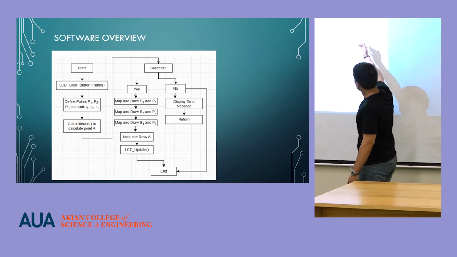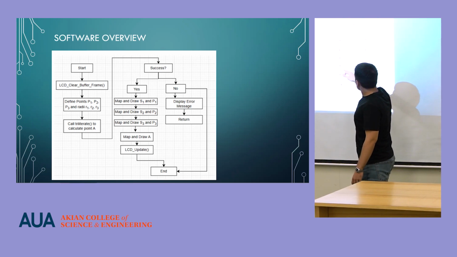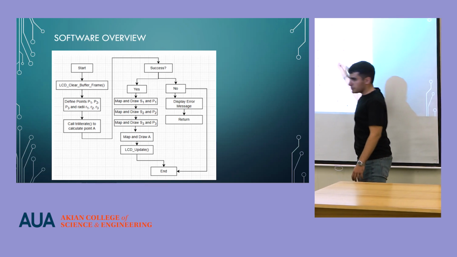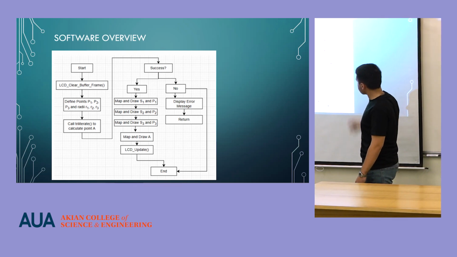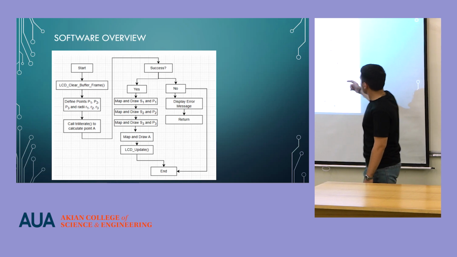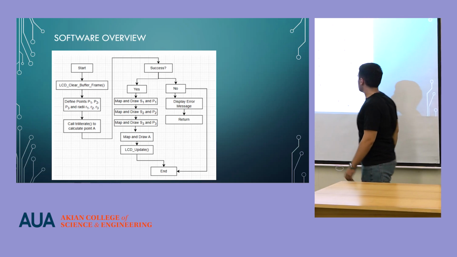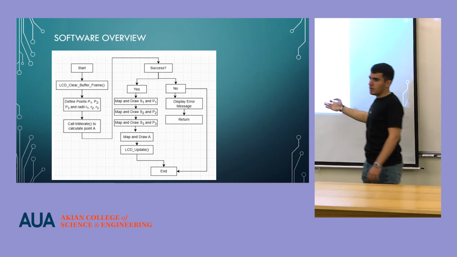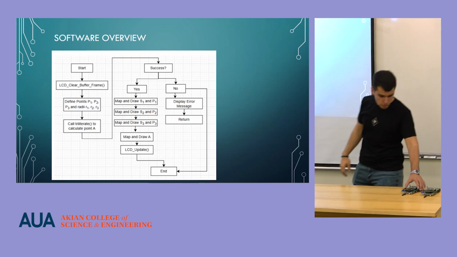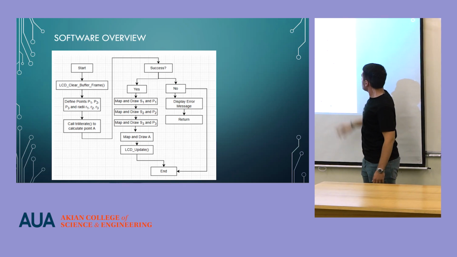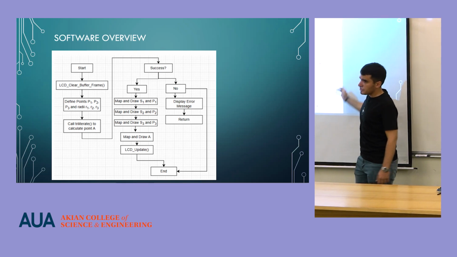Whenever it is succeeded, it goes and maps and draws S1, maps and draws S2 and S3 respectively, the points. And then after drawing the static nodes, it draws the dynamic node and updates the LCD. After updating the LCD, it will be visually printed on our LCD. Whenever it's not succeeded, it will display an error message and return back.